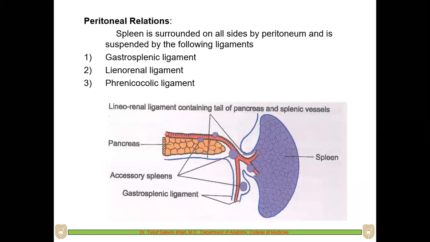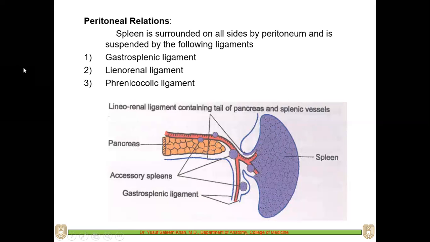So when you cut the tail of the pancreas, you will induce diabetes, because most of the islets are present in the tail. If you cut that during splenectomy, it is called induced diabetes. You are inducing diabetes in the patient by surgical cutting of the tail of the pancreas. That's why this relation, the lienorenal ligament, is very important.